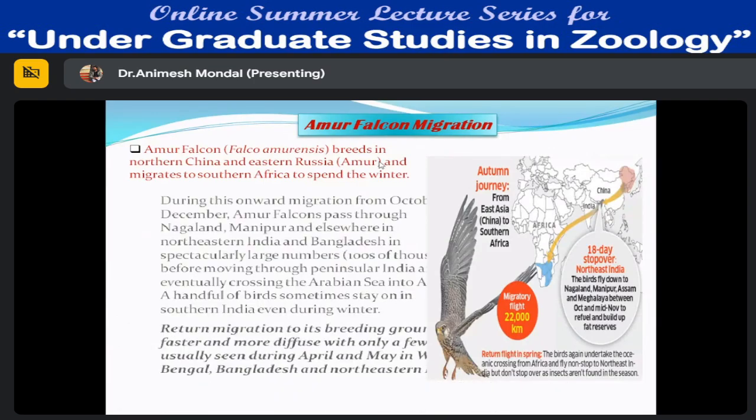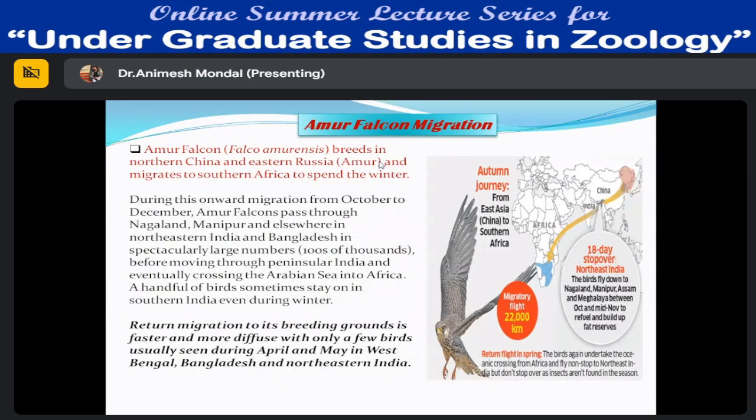Through its course of migration, it spends a certain amount of time in India, and in India it makes a stopover in Nagaland. People might have come across the news that, as far as I can remember, in the year 2012 there was a report of the killing of about 1.2 lakh Amur falcons by the hunters, a tribal group of Nagaland. Then it created a news turmoil.